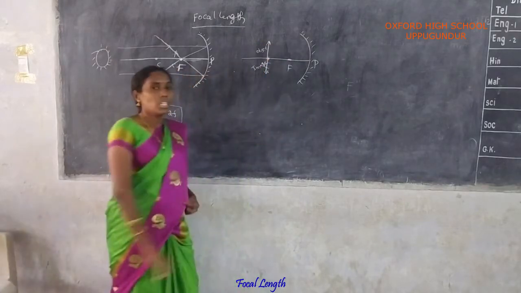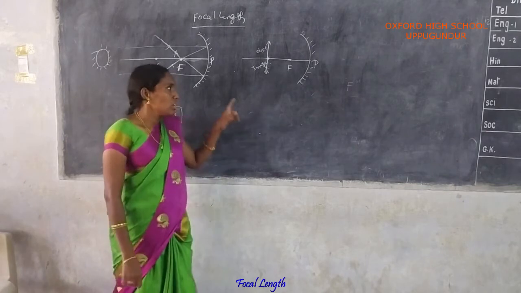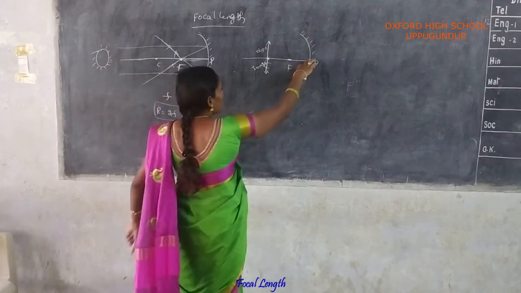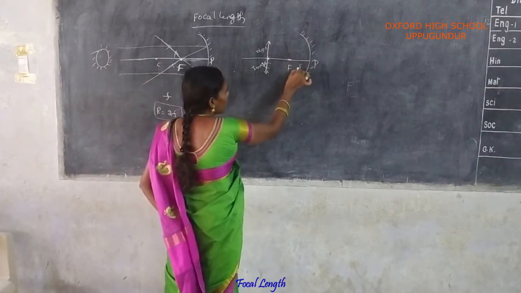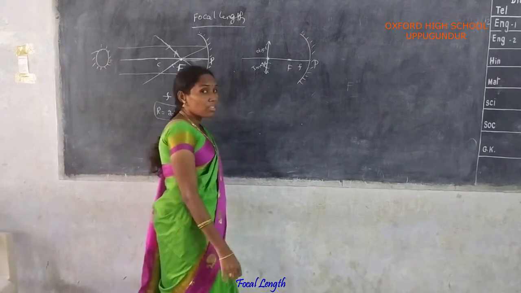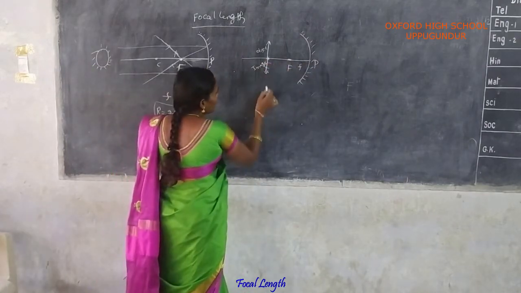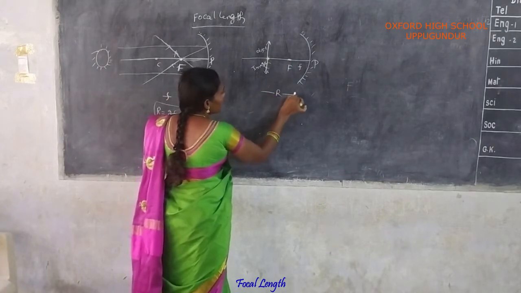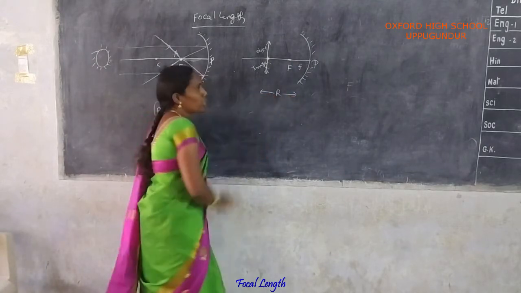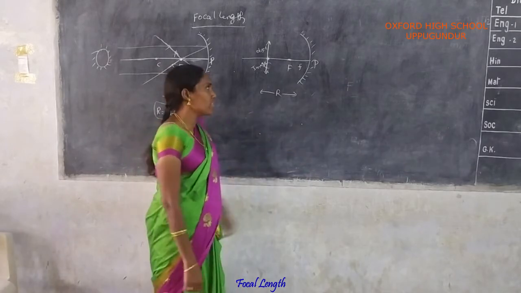This is the object and this is the image. See, amma, here pole to focus is called the focal length. And next one, pole to center of curvature is called the radius of curvature.